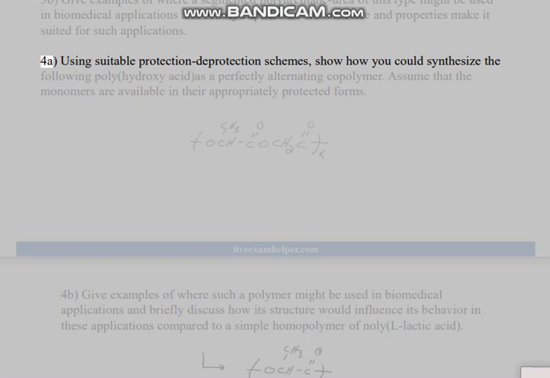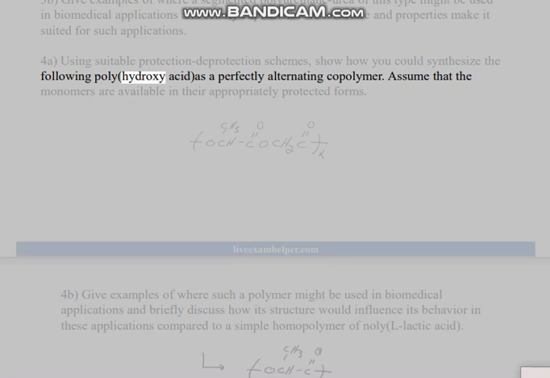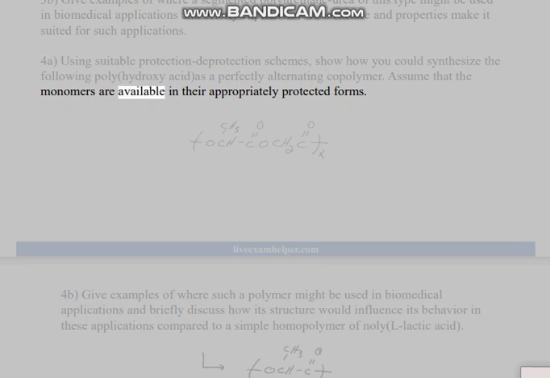4a. Using suitable protection schemes, show how you could synthesize the following poly-hydroxy acid as a perfectly alternating copolymer. Assume that the monomers are available in their appropriately protected forms.